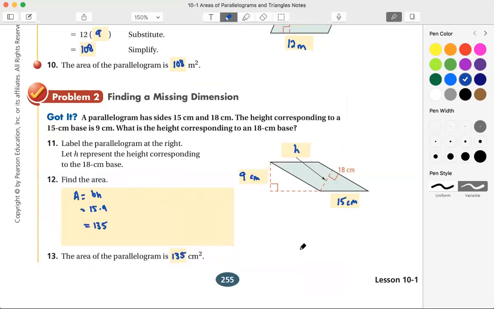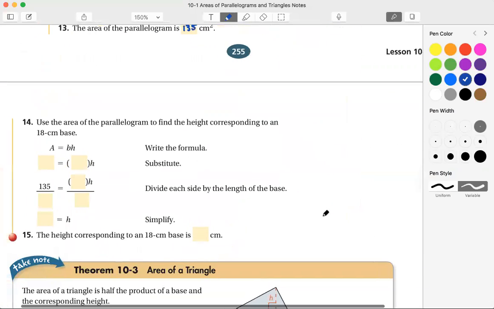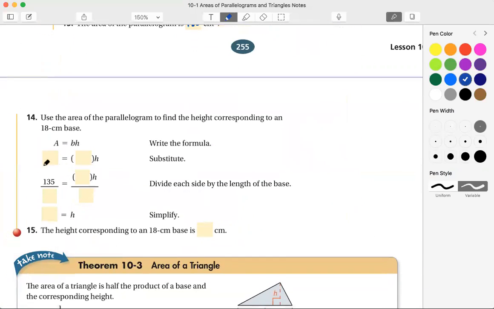Now, the interesting thing is this same area is true no matter which base and height I use. So I'm going to switch those up. I know that the area is 135, but now I'm going to use the base of 18 times the h that I don't know. I'm going to divide both sides by 18, and I'm going to get 7.5 as the height corresponding to the 18 centimeter base.